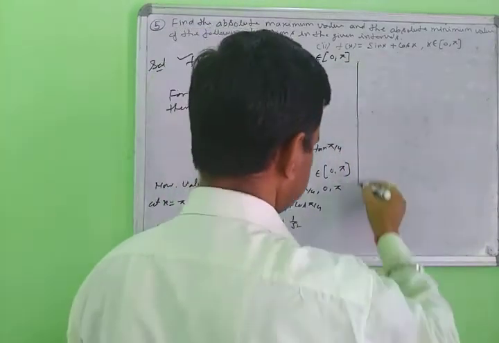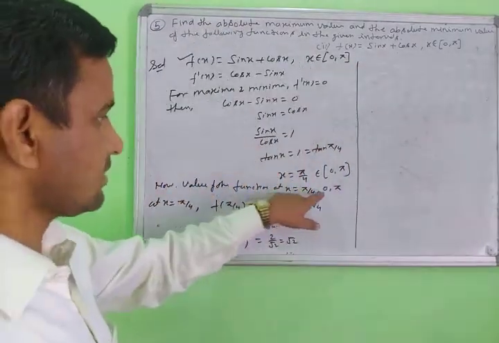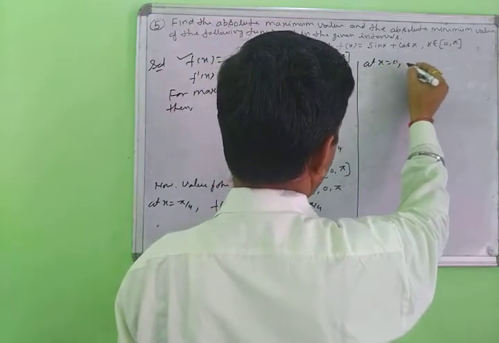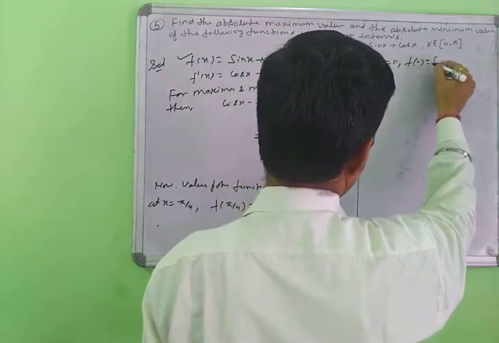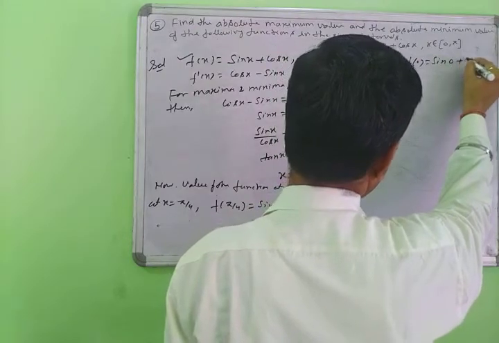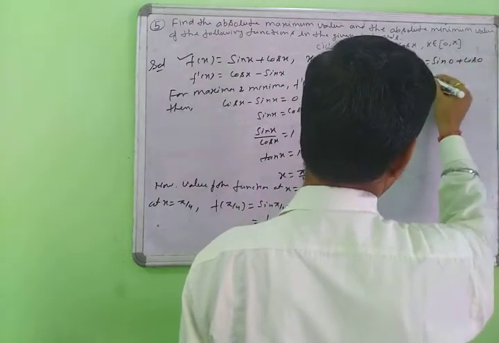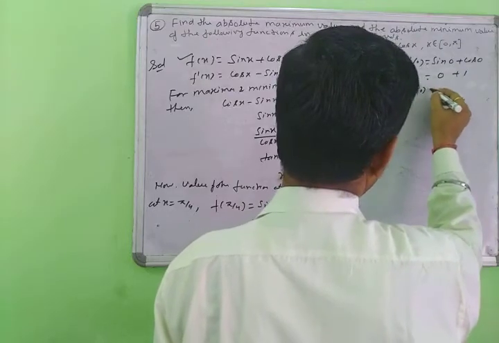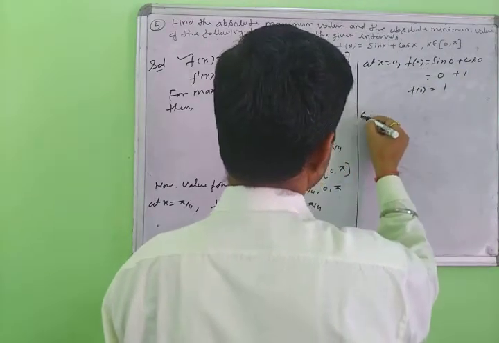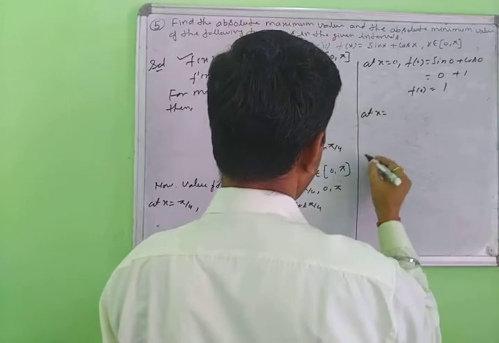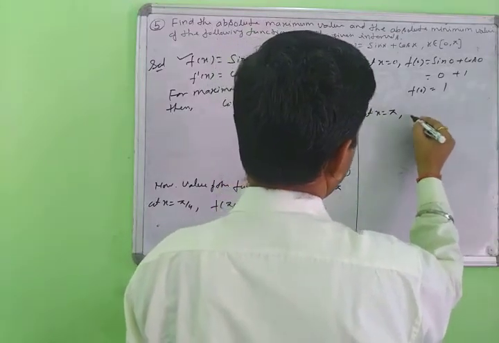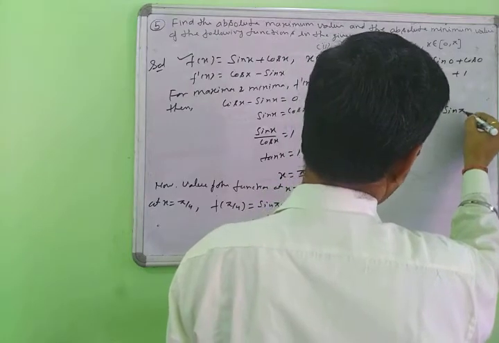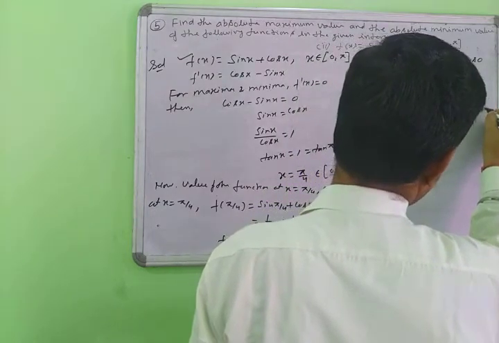Next part. At x equal to 0, f 0 equal sin 0 plus cos 0. Sin 0 is 0, cos 0 is 1. Means f 0 value is 1. Next, at x equal to pi, f pi equal sin pi plus cos pi.